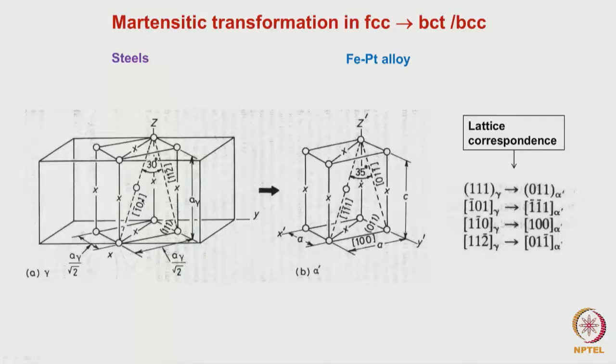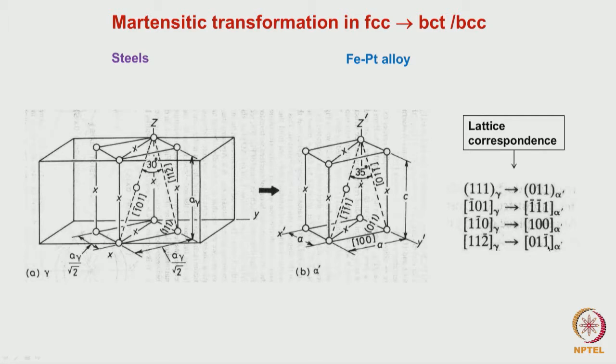Then let us look in this plane at the directions. The 1 bar 0 1 direction here, the specific direction, turns out to be 1 bar 1 bar 1. So the close packed direction in FCC is 1 1 0 type. That turns out to be the close packed direction in a BCC structure, correct? That's one. And another, if we take this 1 1 bar 0, turns out to be close to the 1 0 0 direction, and 1 1 2 bar turns out to be 0 1 1 bar.